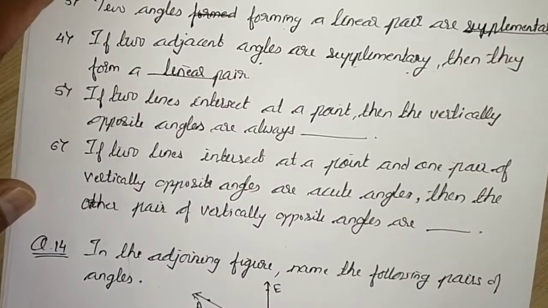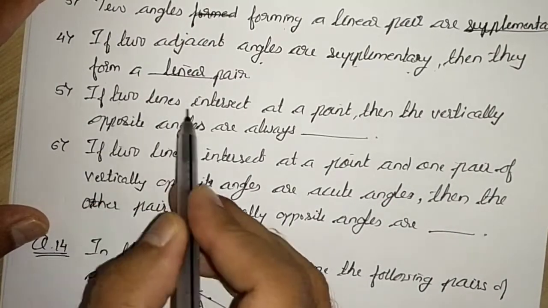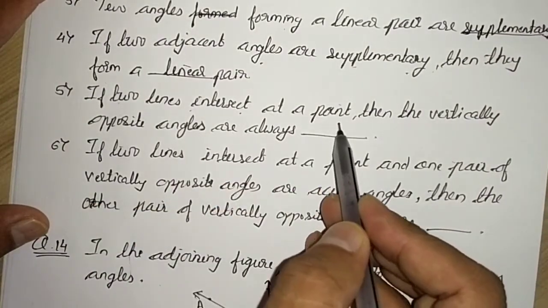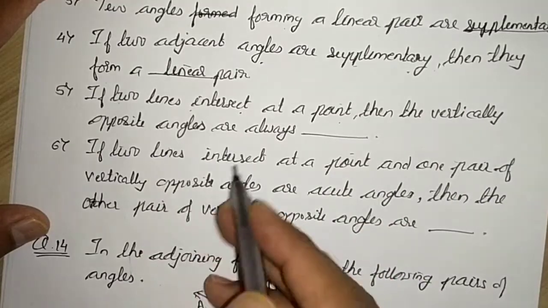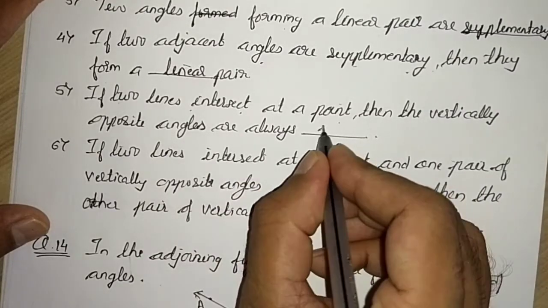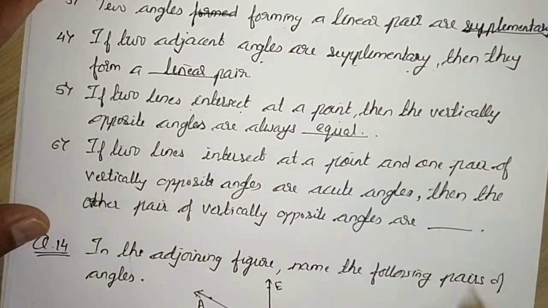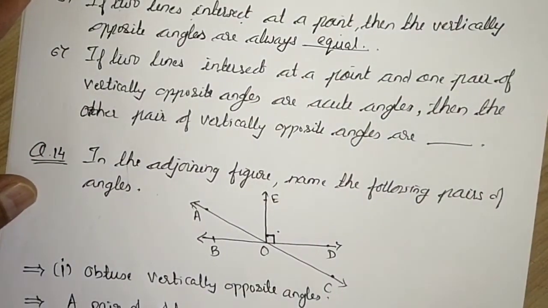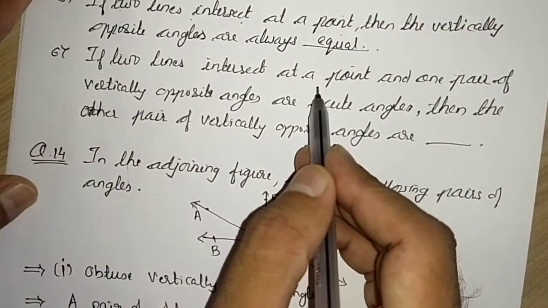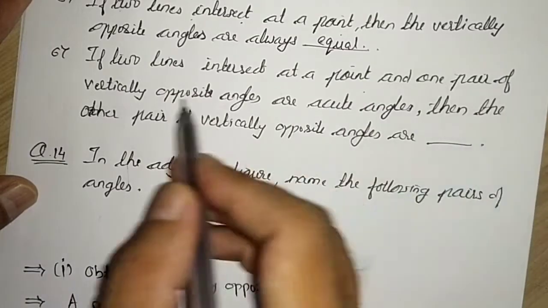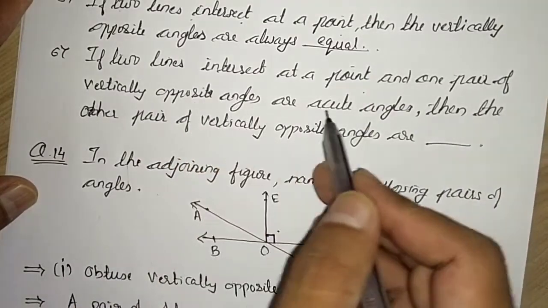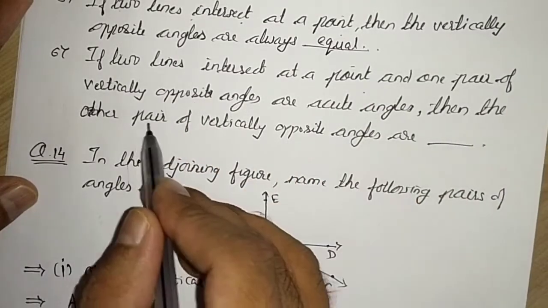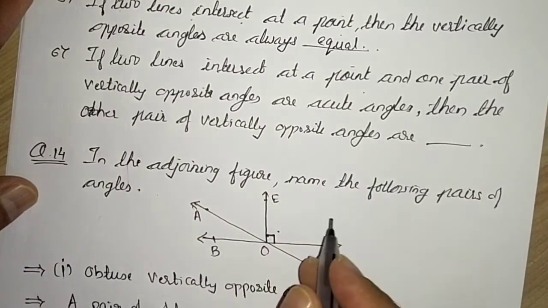Now, fifth question: two lines intersect at a point, then the vertically opposite angles are also always, what is it? Equal. Sixth question: if two lines intersect at a point and one pair of vertically opposite angles are acute angles, then the other pair of vertically opposite angles are what?